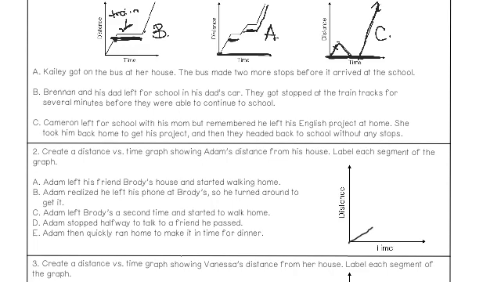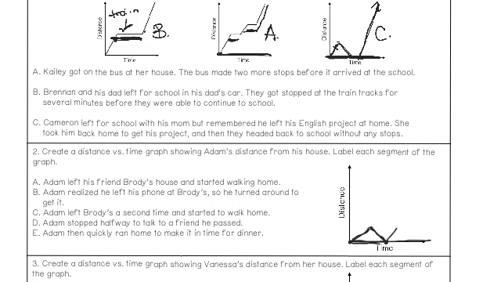Then he realized he left his phone at Brody's, so he turned around to get it. Again, we don't go back to the origin. He's going to walk probably the same speed that he walked to get where he was the first time. And then he's coming back to Brody's. So this whole bottom line represents Brody's house. And the function that we're drawing represents moving away from Brody's house and moving back towards Brody's house as time continues to tick on. Adam left Brody's a second time and started to walk home.